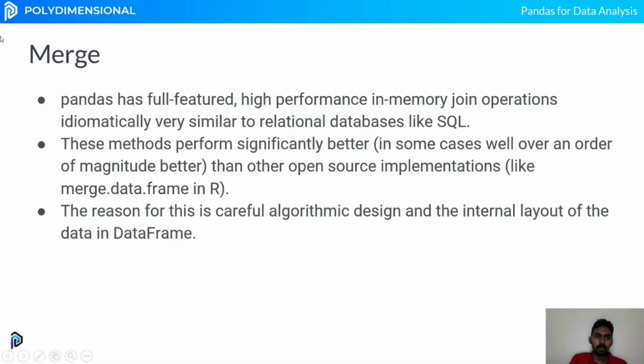The merge command is very high performant. It works similarly to a relational database SQL query, and it works significantly better than other similar operations in the R programming language. The efficiency is due to the algorithmic design and internal layout of the data in the data frame. So this is about the merge function. It is a very commonly used function to combine many data frames together.